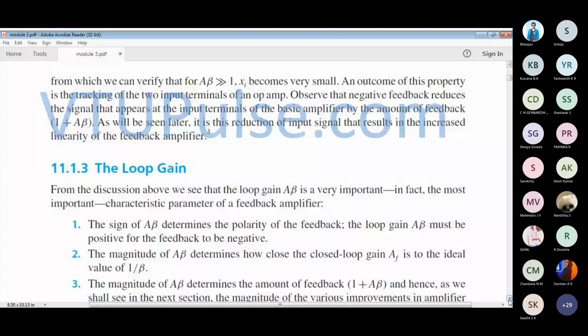Any clarification here? Any clarification? So I can move on to the next topic. Any clarification? Let me check it out.